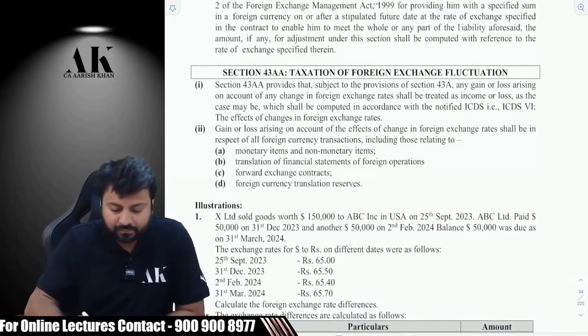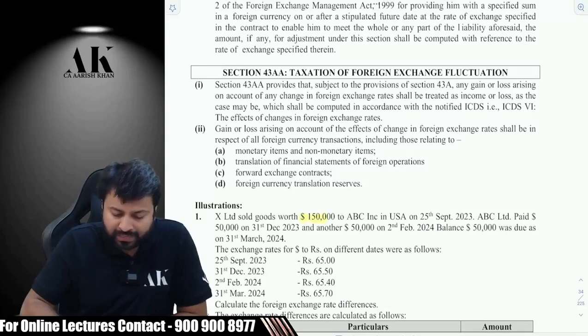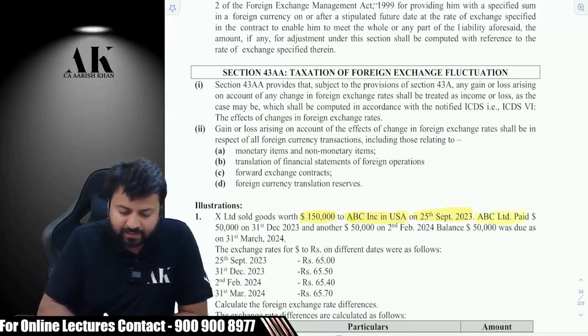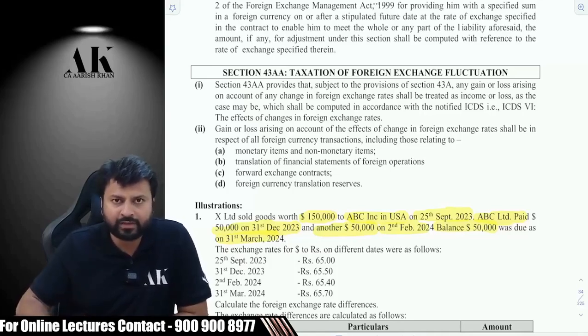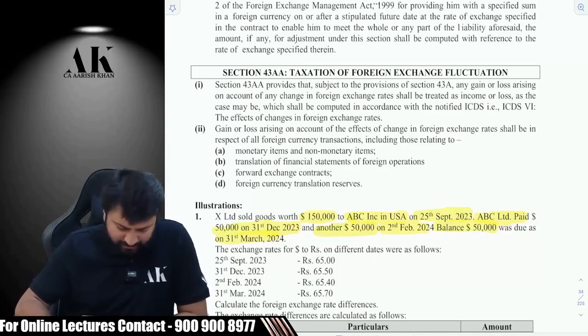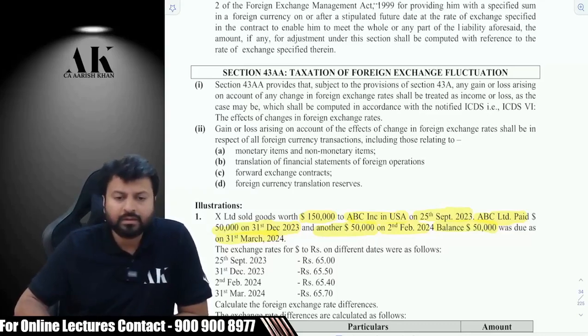X Limited sold goods worth $1,50,000 to ABC Inc. on 25th of September. So this is the date of transaction. Now, ABC paid $50,000 on 31st December, another $50,000 on 2nd February, and the balance $50,000 was due on 31st March. First of all, which section is applicable, 43A or 43AA? 43AA is applicable, right? Because 43A is applicable in case of fixed assets. This is not a fixed asset, this is a sale of goods, right?